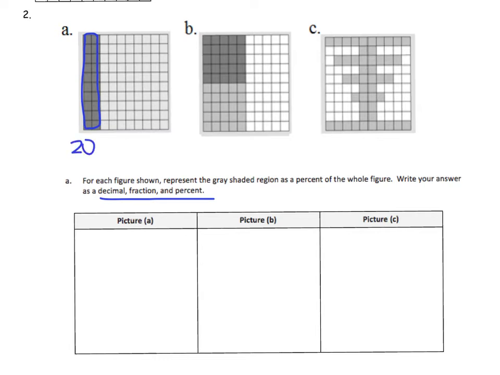So when I think about my fraction, it's 20 out of 100 boxes. But anytime we have fractions, they really should be reduced. So I know we can actually divide top and bottom by 20. So my fraction is 1/5. 1 out of every 5 boxes is shaded.